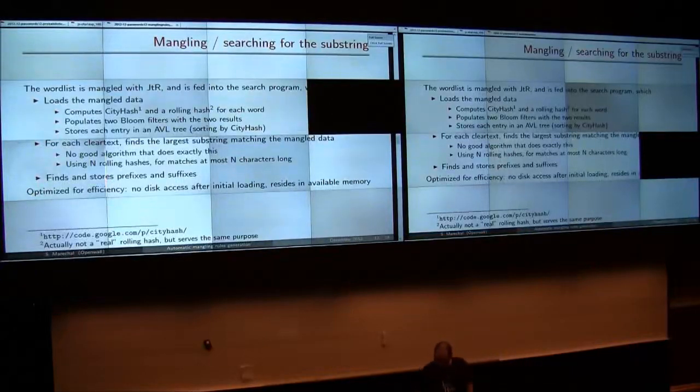So I'm using running hashes for matches that are at most n characters long. So there is this limitation of my approach in the sense that very long substrings will not be matched. Once you have found a substring, you can easily store prefixes and suffixes. So as I said, the optimization goals are no disk access, fits in my memory, and it doesn't take an unknowable amount of time.